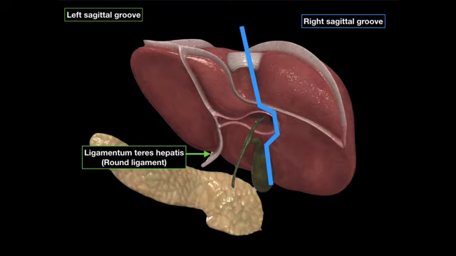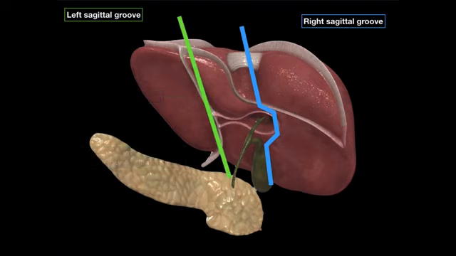here. So down here we have the ligamentum teres hepatis, or the round ligament. And this long ligament right here is called the ligamentum venosum. And these two ligaments form the left sagittal groove, which separates the left lobe from the rest of the lobes.